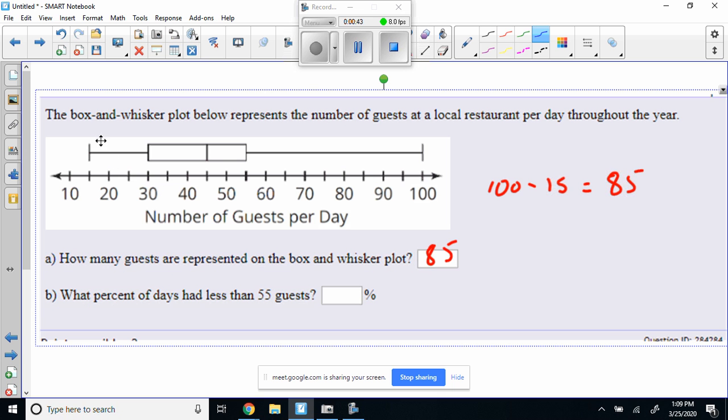Okay, so now what you have to understand about a box and whisker plot is the whisker is 25%. This whisker amount is 25%, and each portion of the box, or the box itself, represents, guess what, 50% of the data. So it says what percent of days had less than 55 guests. So 55 guests here, less than 55, it would be 75%, right? 50 plus 25.